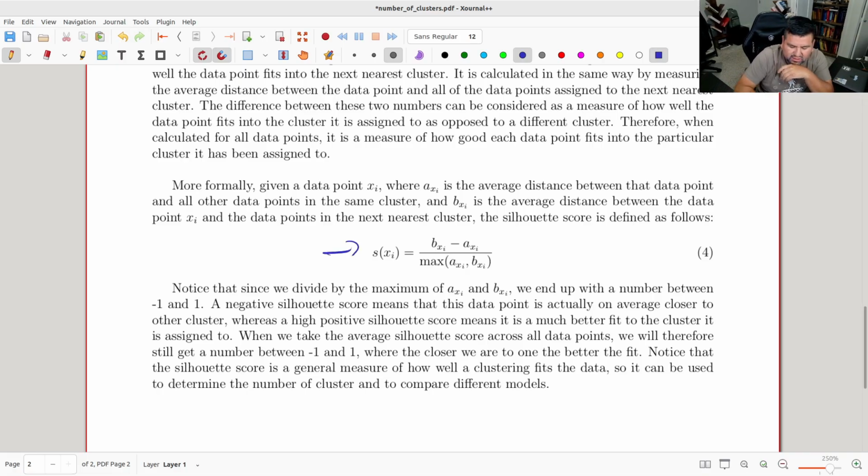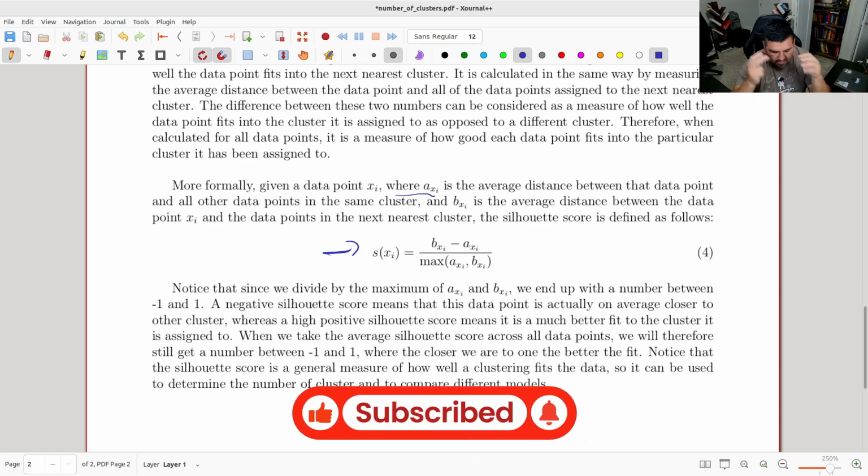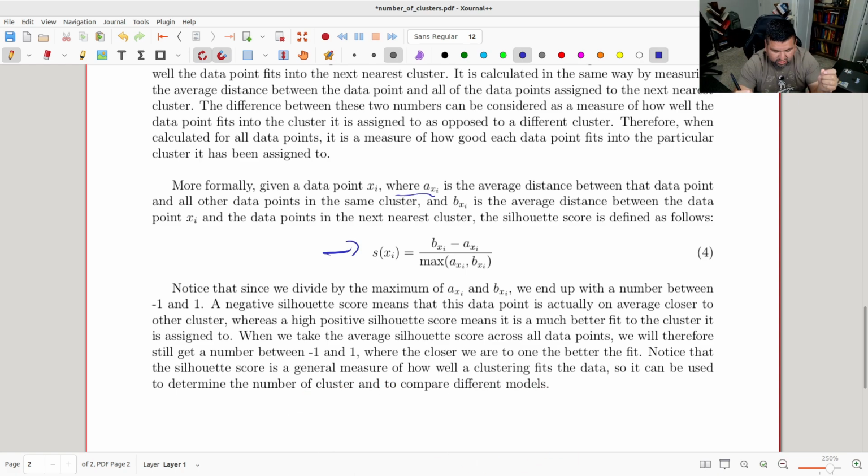This is just the formula that is going to be applied to every single observation in the data. It's b(xi) minus a(xi), divided by the maximum of those two. And what is a(xi)? a(xi) is the average distance between the point i and all of the other points in that cluster. And b(xi) is the average distance between point xi and the points in the next nearest cluster. You compute that for all of the observations. Once you have a(xi) and b(xi) for all of the data points, with those two you can compute the corresponding silhouette scores for all of the observations in the data.